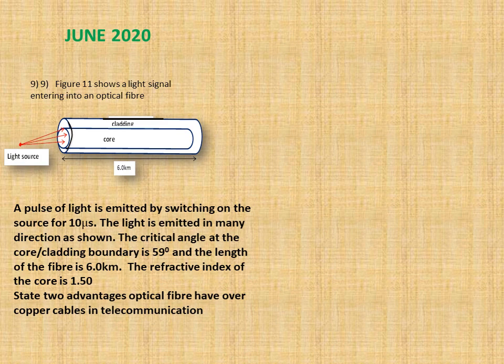It says a pulse of light is emitted by switching on the source for 10 microseconds. The light is emitted in many directions as shown. The critical angle at the core-cladding boundary is 59 degrees and the length of the fiber is 6.0 kilometers. The refractive index of the core is 1.5. State two advantages optical fibers have over copper cables in communication.